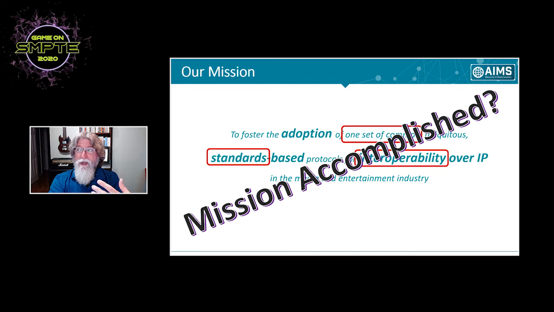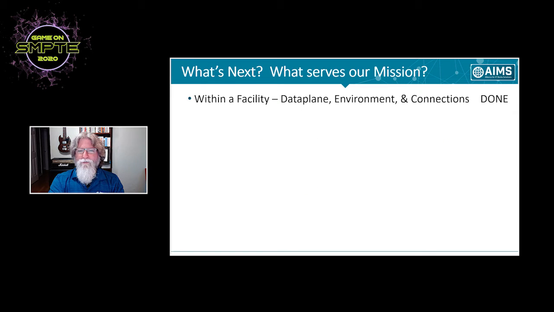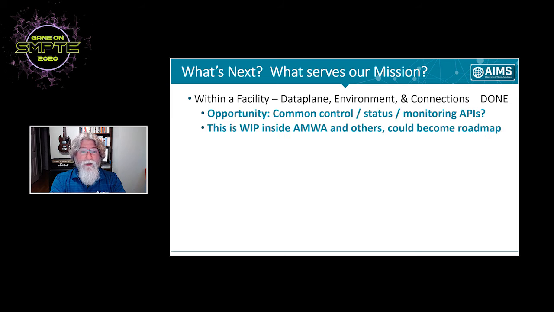Because you could say, yeah, that's a pretty good set of things, but there must be something more. So what is next? What really serves our mission? Because within a facility, the data plane, the environment, the connections, we've talked about that. That work is pretty much done from a roadmap standpoint. People are building systems, people are deploying systems. It's going okay. But there are opportunities. There are things to do next.